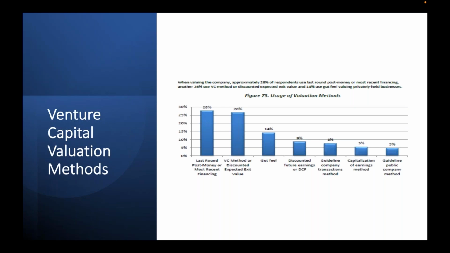And if it was, well, that's a good estimate of value. Next in line is the VC method, or discounted expected exit value method. And the venture capital method is basically a quasi-discounted cash flow model where you're projecting the terminal value at the time of exit and discounting that back into present value. And there's obviously much more to it than that, but it's essentially what I just described. And even venture capitalists are using gut feel 14% of the time. Next slide.